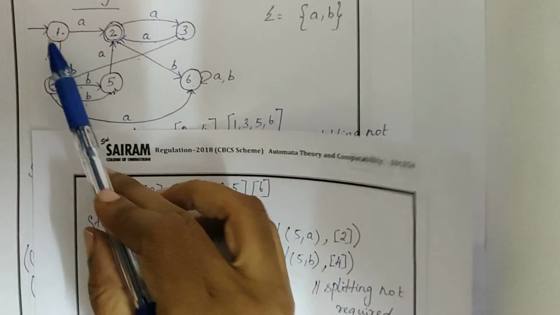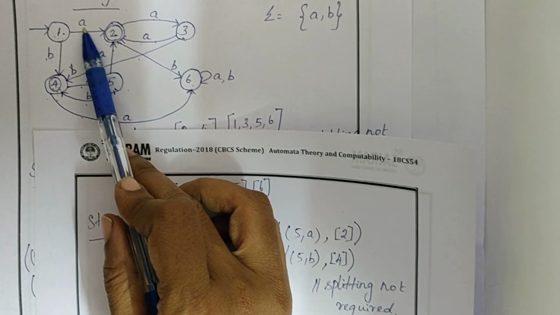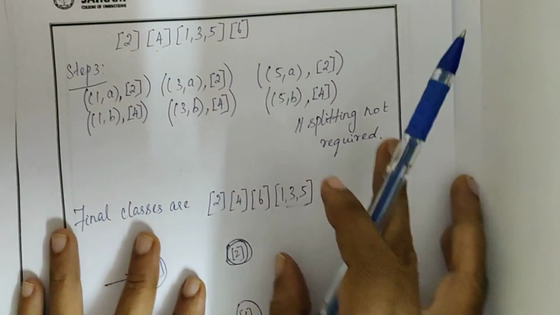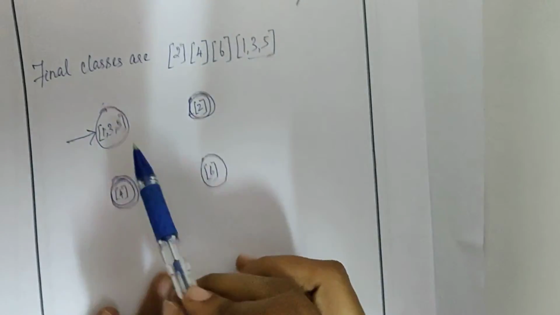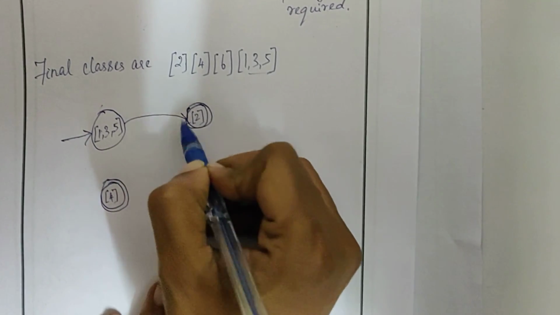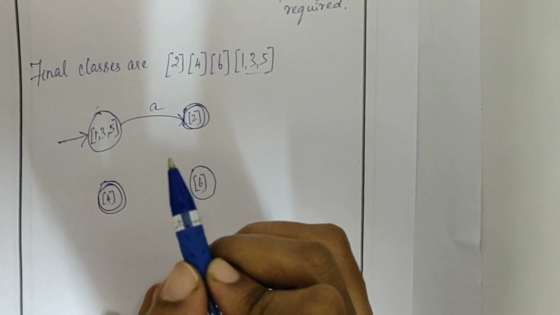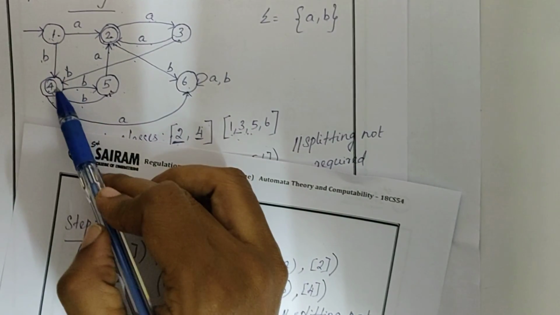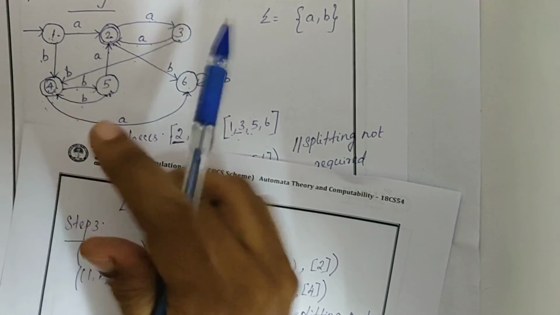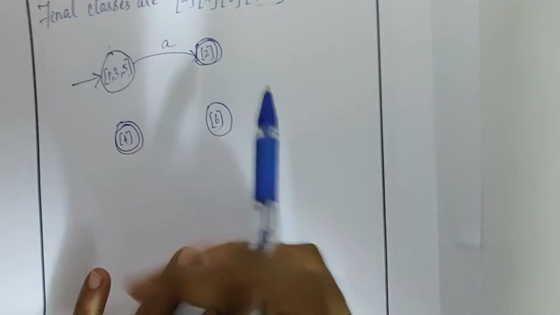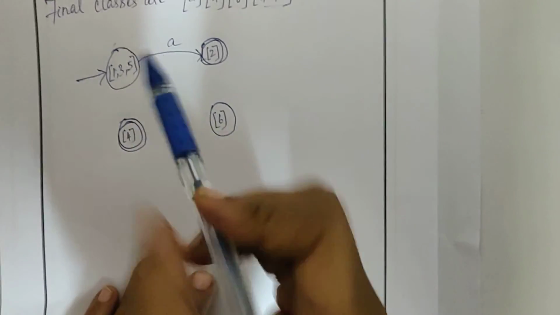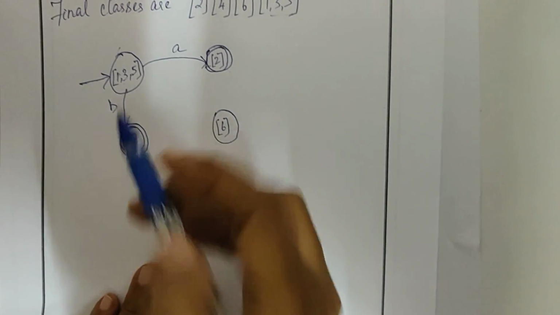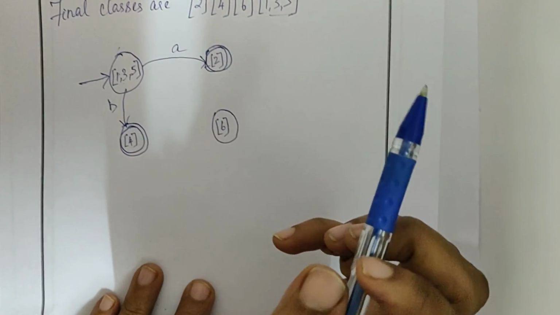So I'll take 1 A. When state 1 takes A input, it is moving to 2. This is how I am supposed to mark the edges. Similarly 1 B. State 1 when it takes B input, it is moving to 4. For this class, A input is over, B input is over.